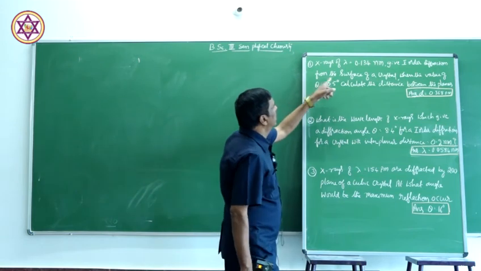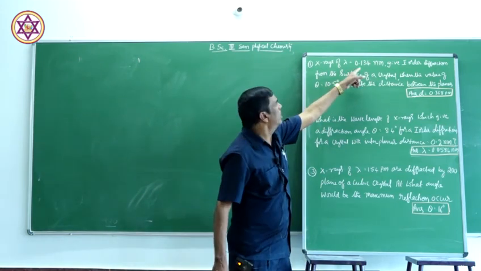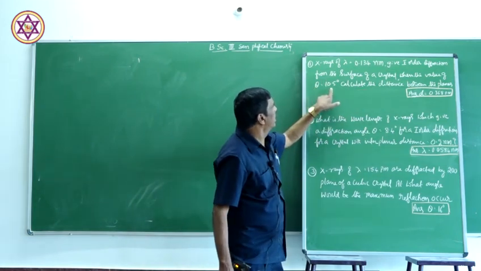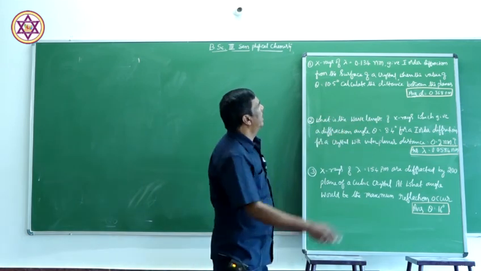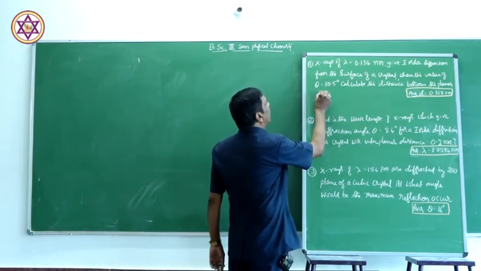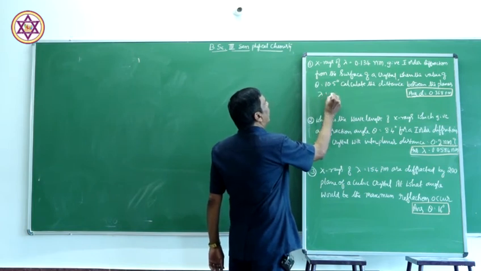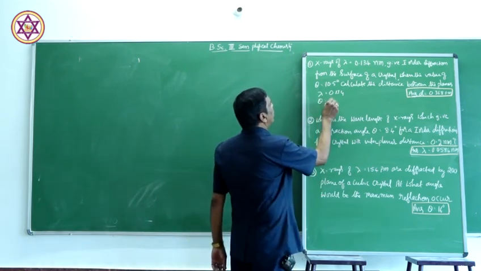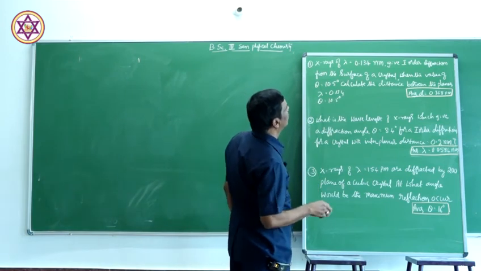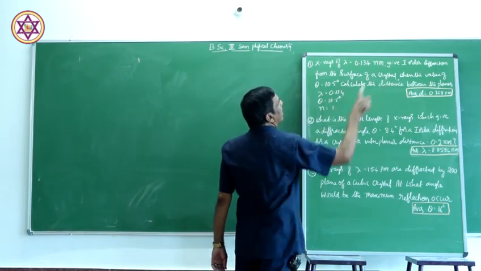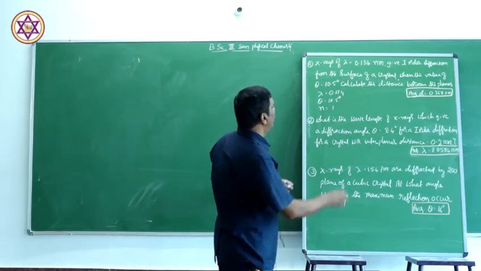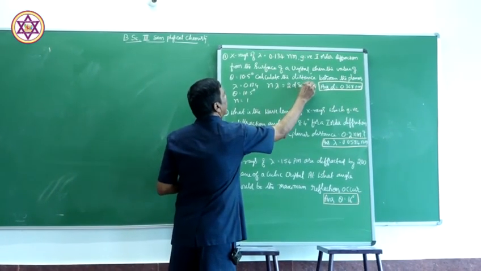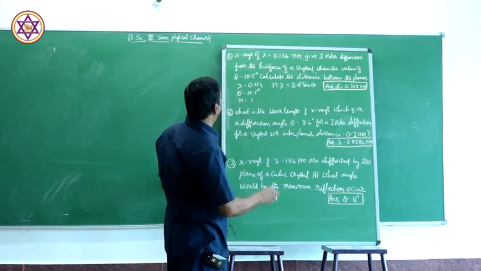First problem: X-rays of wavelength 0.134 nanometers give first order diffraction from the surface of a crystal when the value of theta is 10.5 degrees. Calculate the distance between the planes. Wavelength lambda is given as 0.134, theta is equal to 10.5 degrees, and n is equal to 1, first order diffraction. Therefore, we can use n lambda is equal to 2d sin theta. What we have to find out here? We have to find out d.